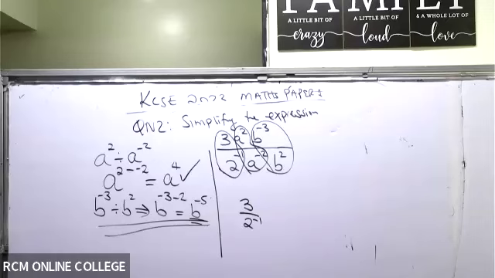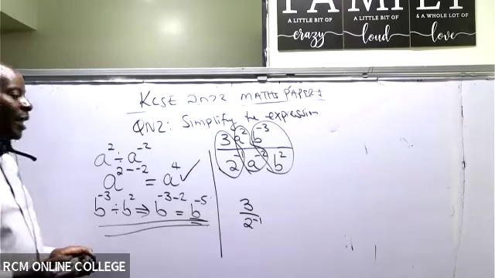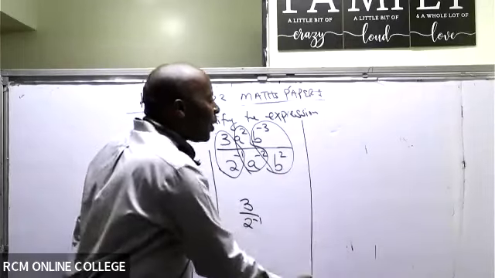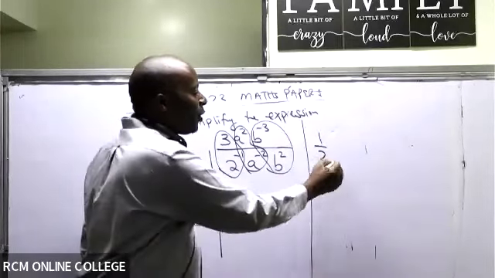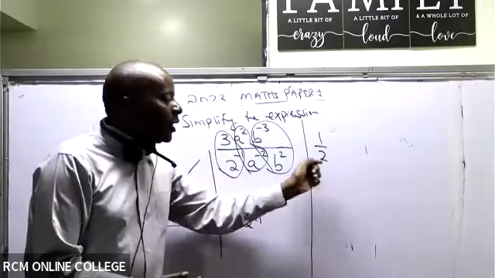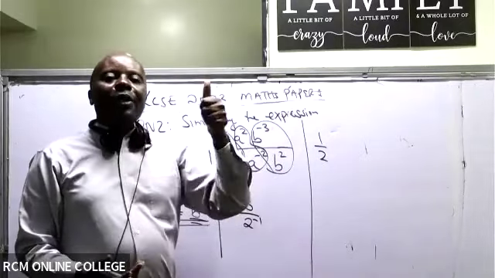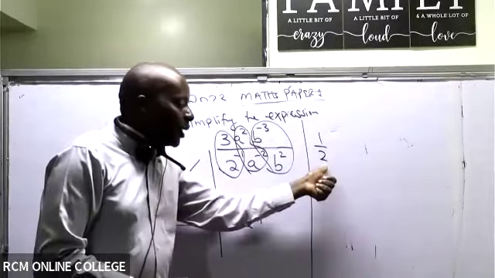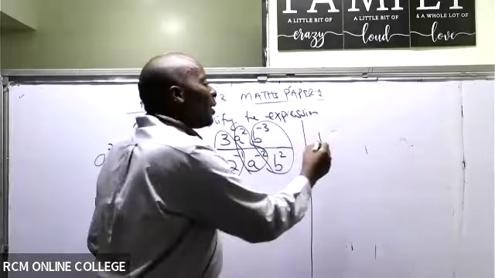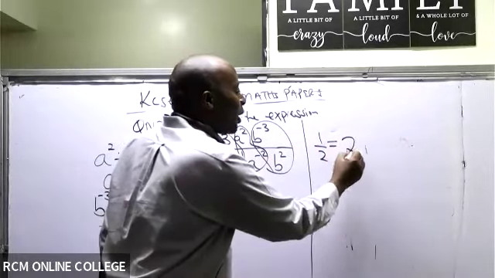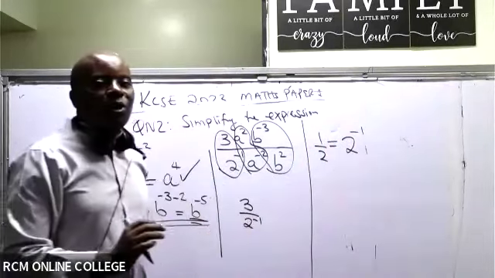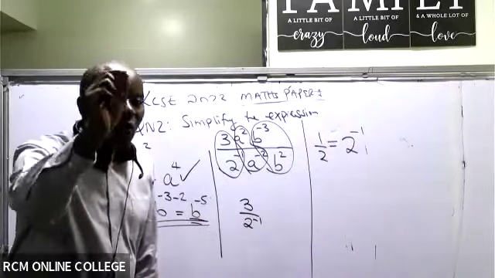3 over 2 raised to minus 1. Now, please listen to me very well, my good students. Whenever you are given something like a half, where 2 is the denominator, if I want to make it part of the numerator, there is no problem. Mathematics allows us to do that. You can write 2, but now you introduce what we call bar 1.